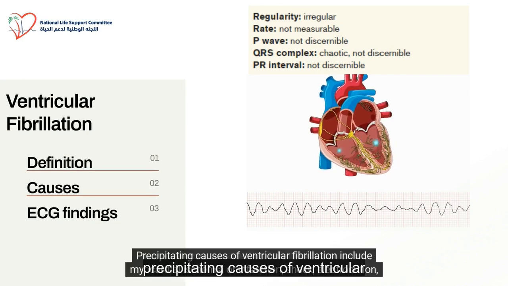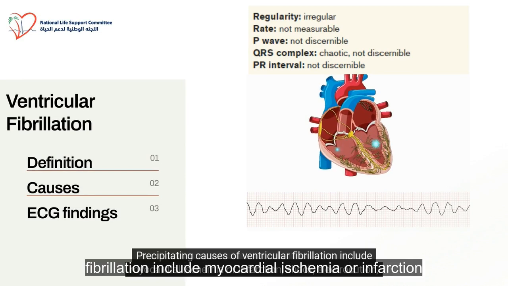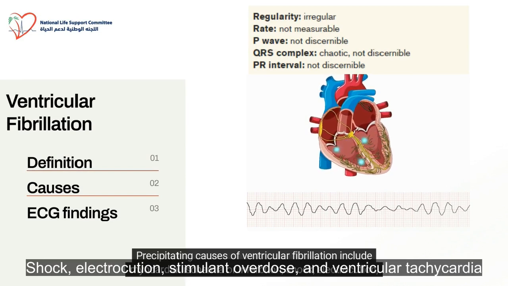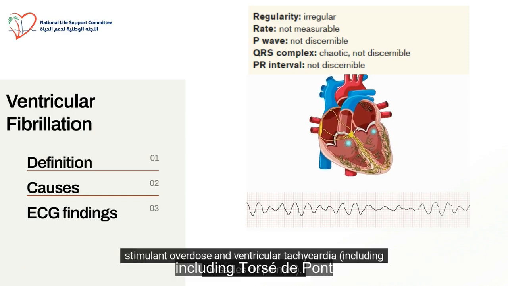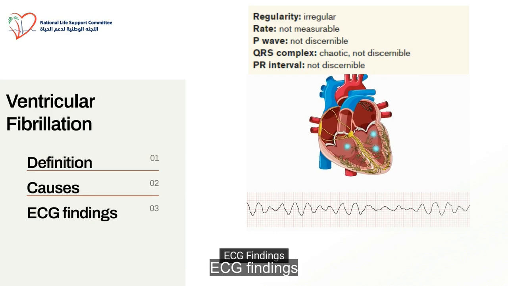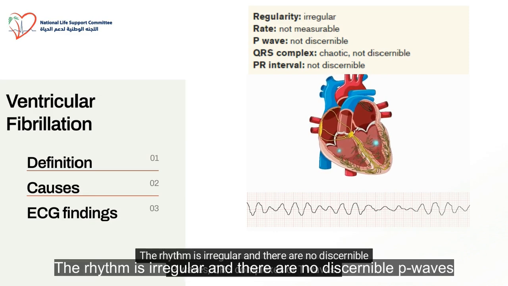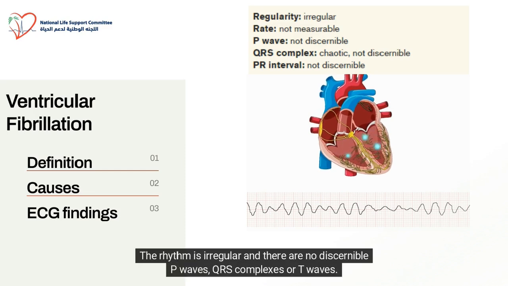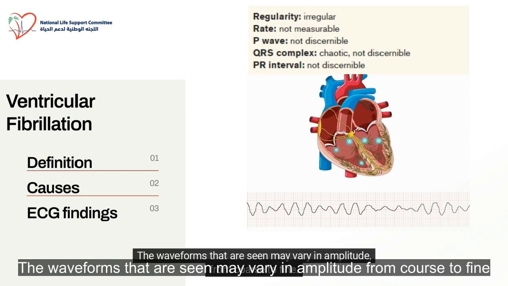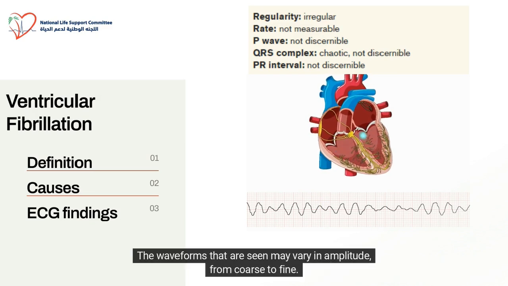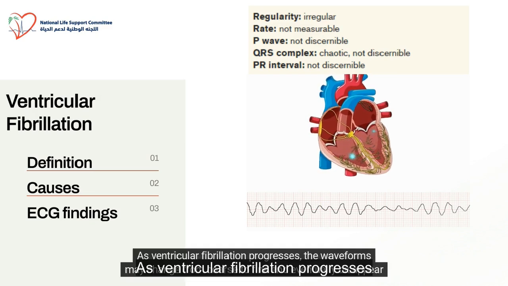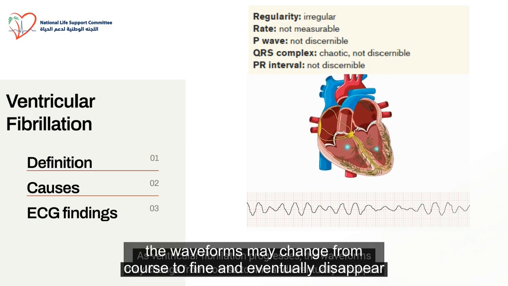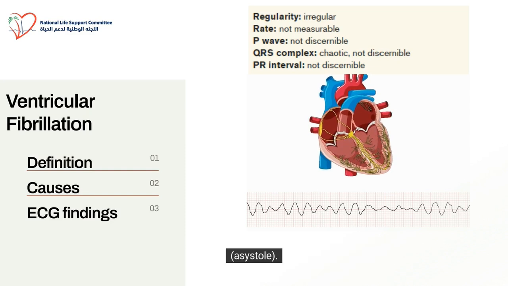Causes. Precipitating causes of ventricular fibrillation include myocardial ischemia or infarction, shock, electrocution, stimulant overdose, and ventricular tachycardia, including torsade de pointes. ECG findings. The rhythm is irregular and there are no discernible P waves, QRS complexes, or T waves. The waveforms that are seen may vary in amplitude from coarse to fine. As ventricular fibrillation progresses, the waveforms may change from coarse to fine and eventually disappear, asystole.